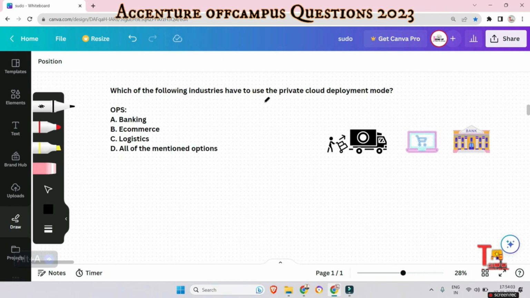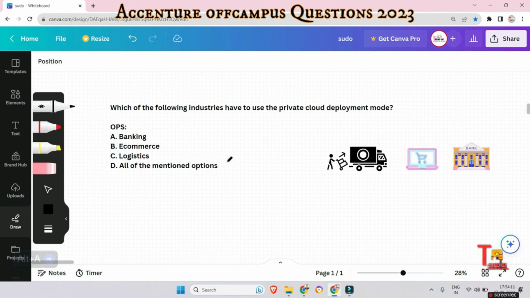Which of the following industries have to use the private cloud deployment mode? Banking, e-commerce, logistics, or all of the mentioned. Guys, after these questions, I mean after a total of 5 questions, I have 2 questions for you. That is a quiz, so give me the answer rightly, okay? And gain your experience and knowledge, whatever is needed for any exam, right?